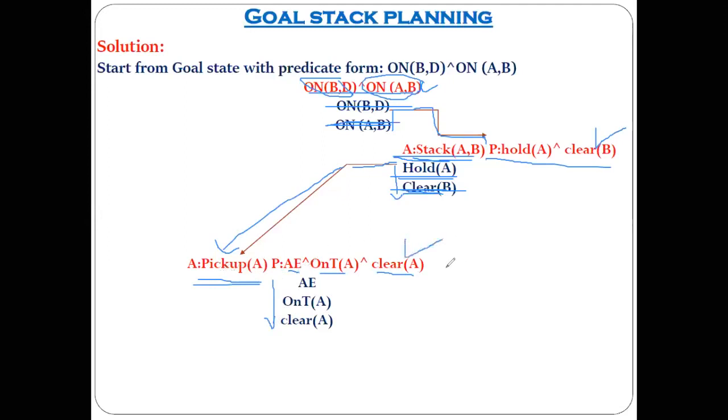So tell me, according to the current state, is Clear A there? Yes, sir. So we'll pop this. Is A on the table? Yes, sir. This will also get popped. Arm is also empty. Yes. So every precondition is satisfied. Can you perform this action now? Yes, sir. So this is your action number 7.